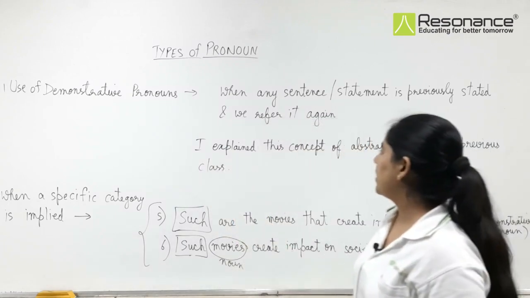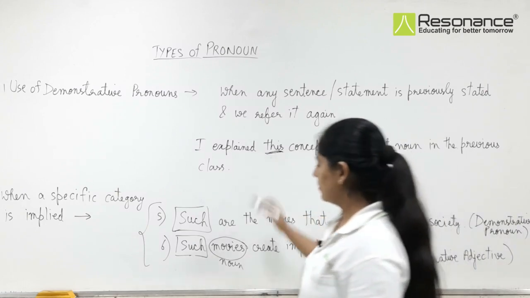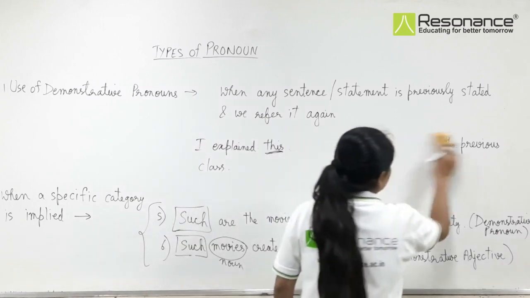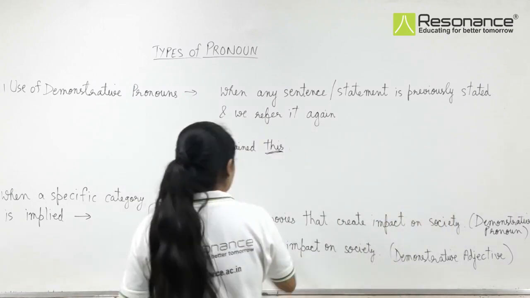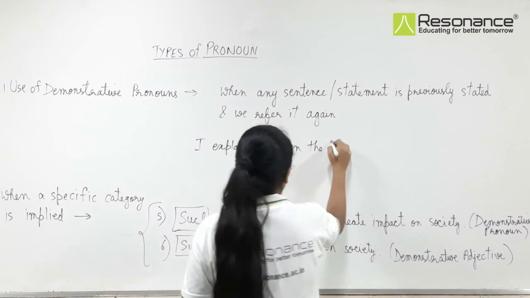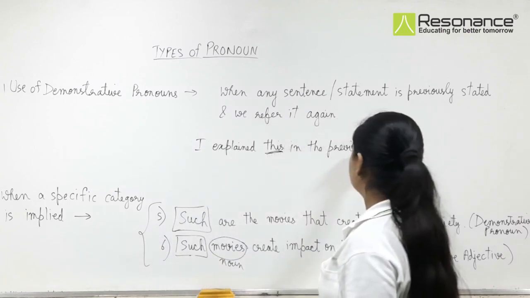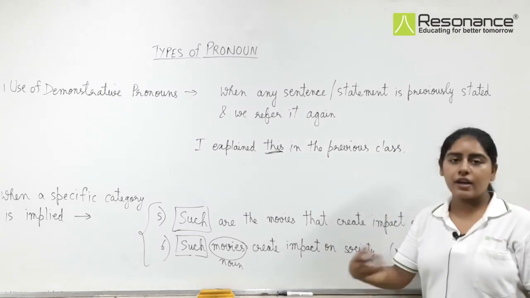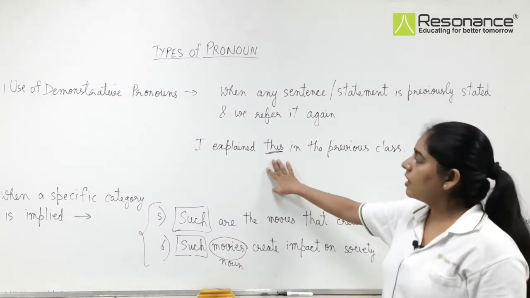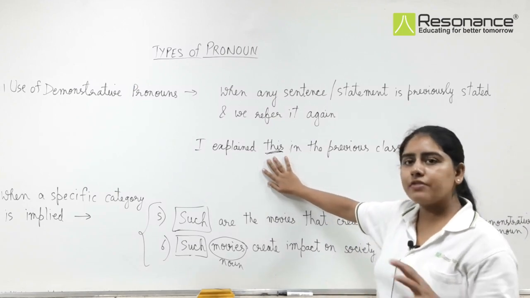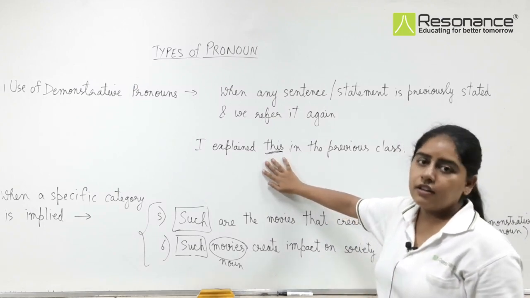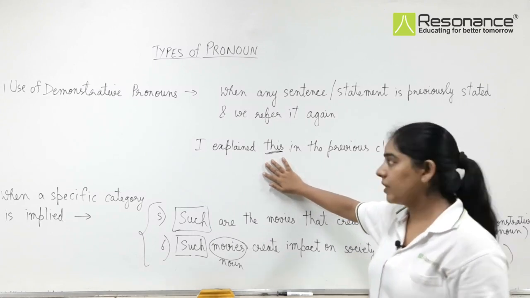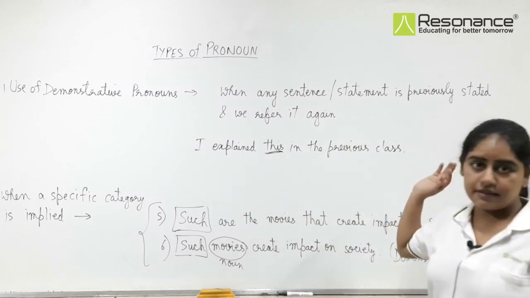ठीक है. अब मैंने यहाँ पर this यूज़ किया या फिर I explained this कह लो, सिर्फ I explained this in the previous class कह लो, इतना सा कह लो. Because why should I write the name of that noun again? I should simply use a demonstrative pronoun. Suppose मैं आपको बता रही हूँ कि मैंने abstract noun आपको पढ़ाया था, ठीक है. तो मैंने बोला what is knowledge, what is abstract noun, तो अब मैं क्या बोलूँगी? I explained this in the previous class, ठीक है.